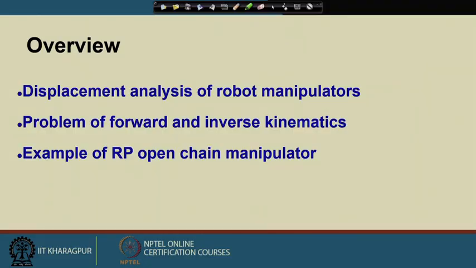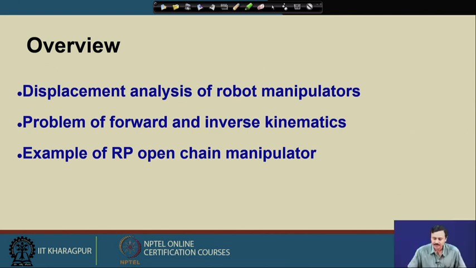We are going to discuss the displacement analysis of planar robots. To give you the overview of today's lecture, we are going to look at the forward and inverse kinematics problem with an example of an RP open chain planar manipulator.